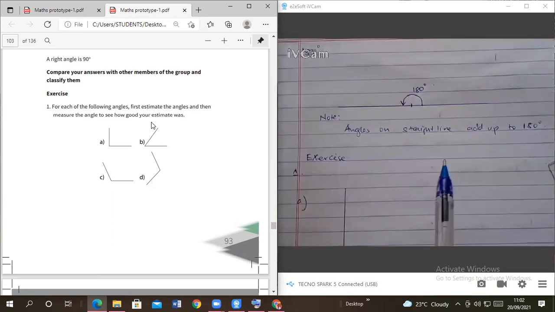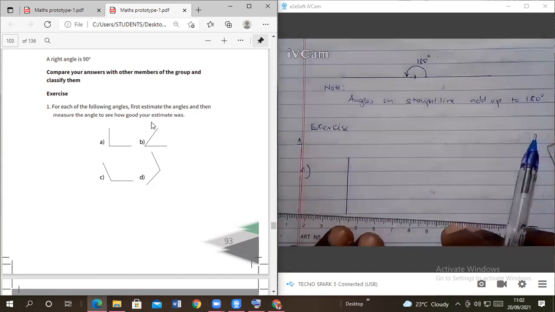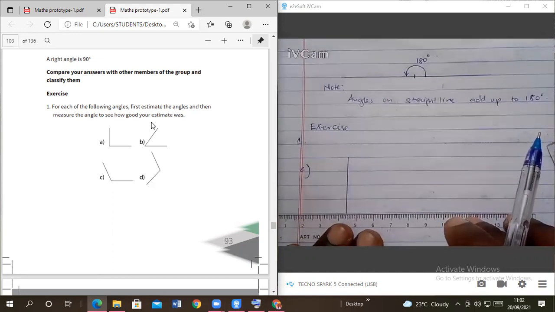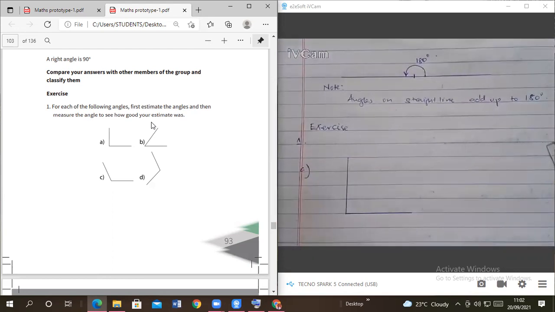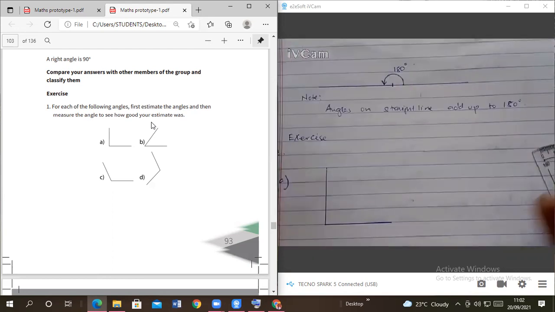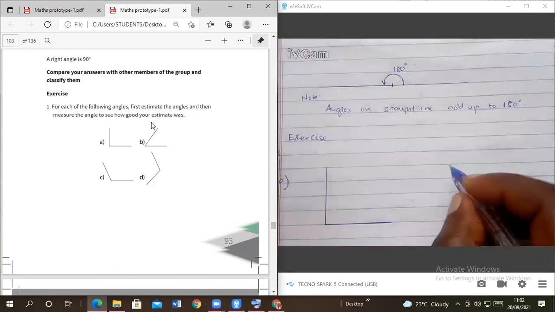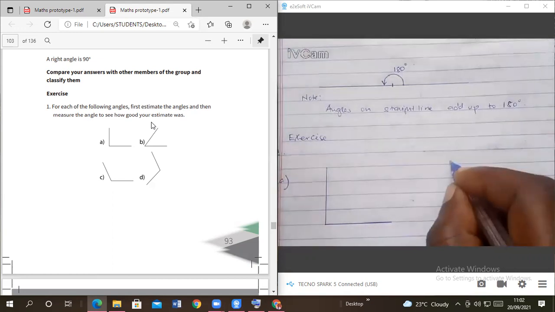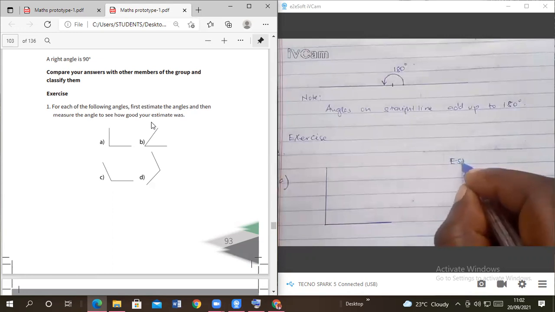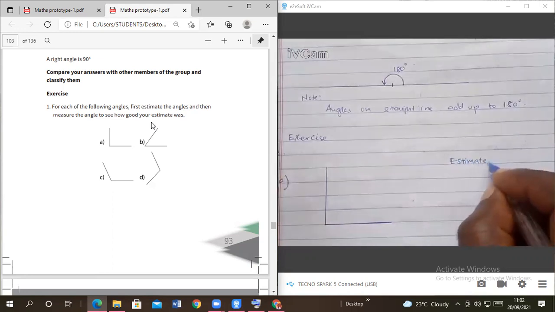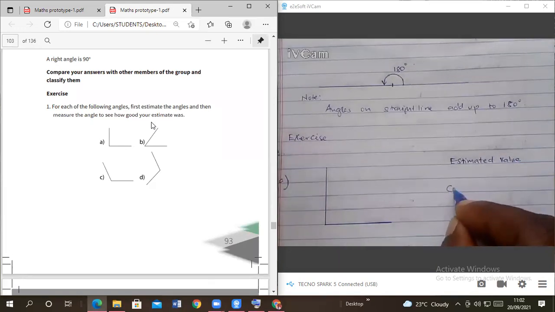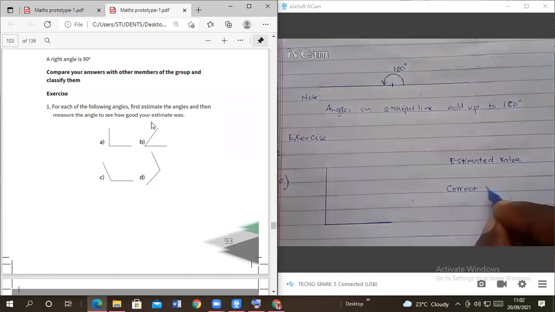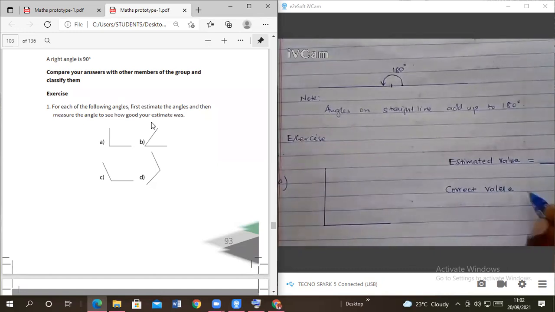Even me, I'm drawing. Draw part A the way it is, like that. And now here we are going to write our estimated value. And here we are going to write the correct value. So the estimated value is what you are going to just estimate.